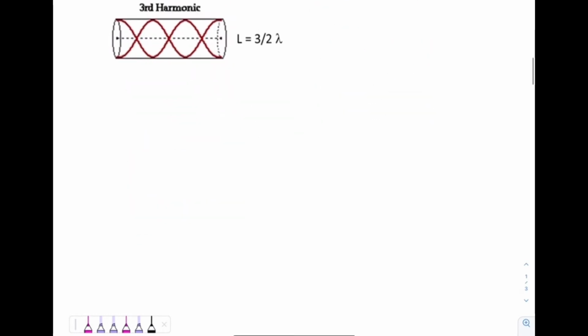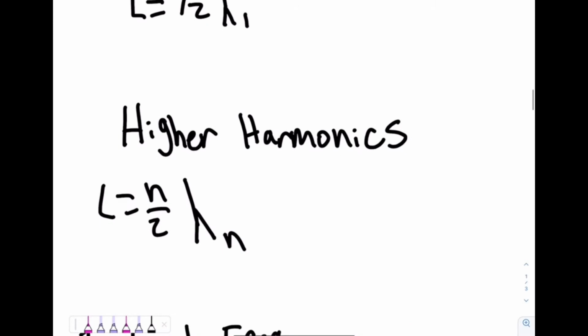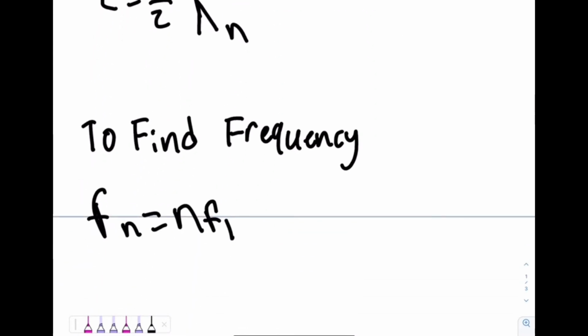The formula for the fundamental frequency would be L equals 1/2 lambda 1, where L is the length of the pipe and lambda is the wavelength. For higher harmonics, the formula is L equals n divided by 2 lambda n, where n is the number of nodes. And then the second formula to find frequency would be Fn equals n times F1, where F1 is the fundamental frequency.